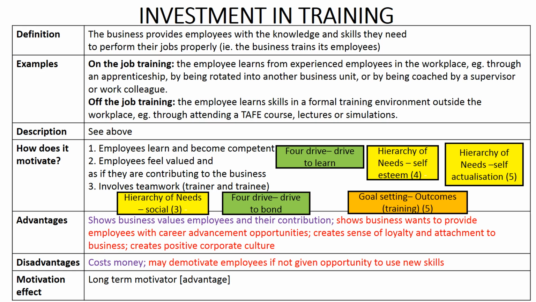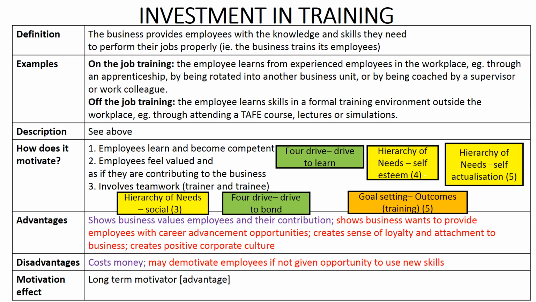We now come to the advantages and disadvantages of investment in training as a motivation strategy. Our second learning intention requires you to be able to discuss these advantages and disadvantages. You'll see that I've coded the advantages and disadvantages so that related advantages and disadvantages are in the same colour. This sets you up for a discussion where you have to weigh up related advantages and disadvantages.